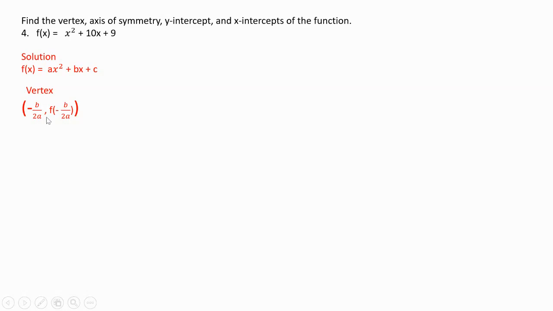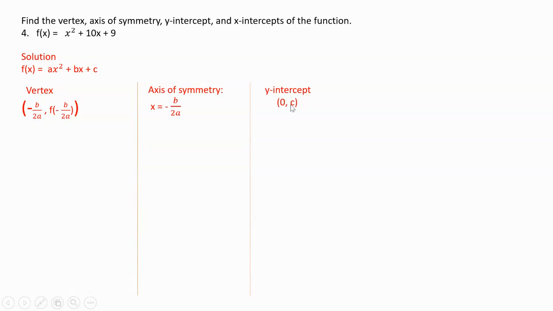So here's how you find the vertex. This is a formula for the vertex. Negative b over 2a is the x value. And then for the y value, you plug whatever you got for the x value into the original function to find the y value. Now the axis of symmetry is, once you get the vertex, the x part of the vertex, and you have to put x equals negative b over 2a. So this is the axis of symmetry.